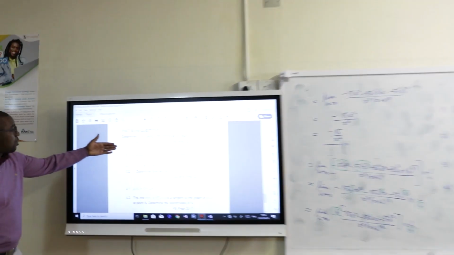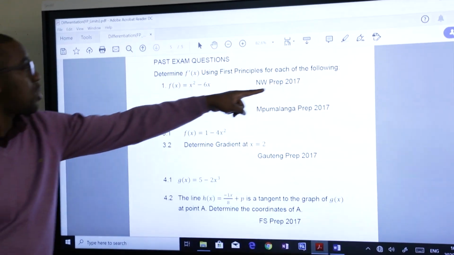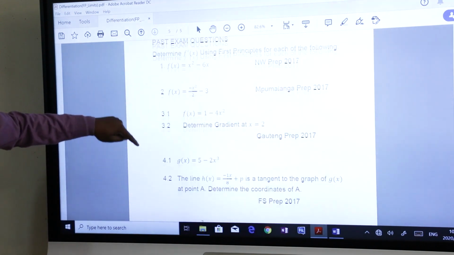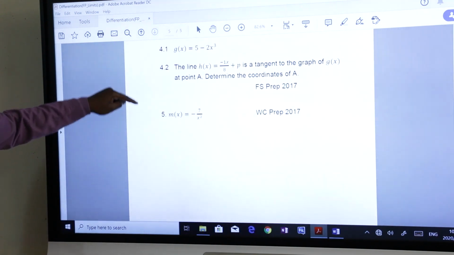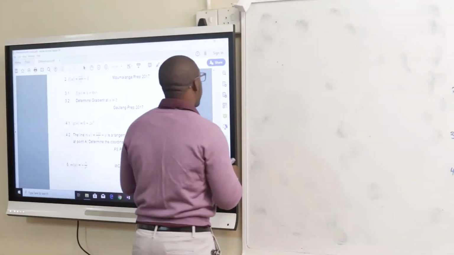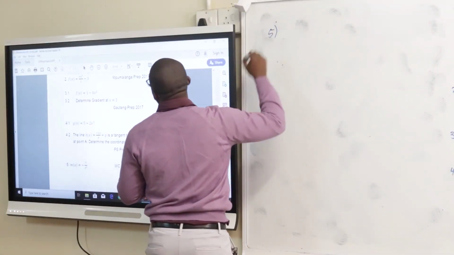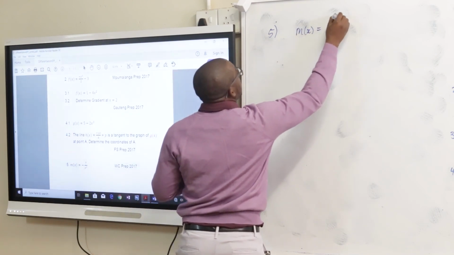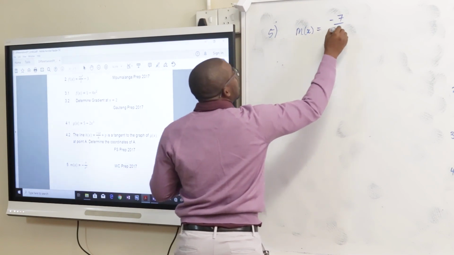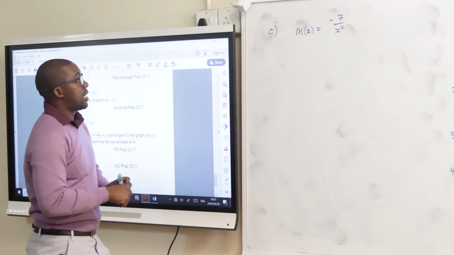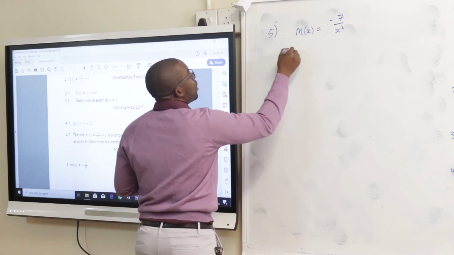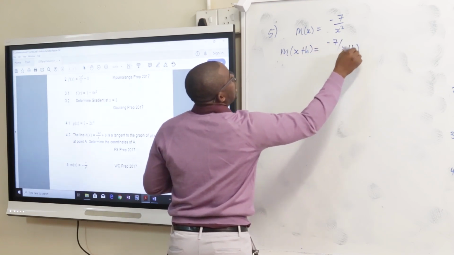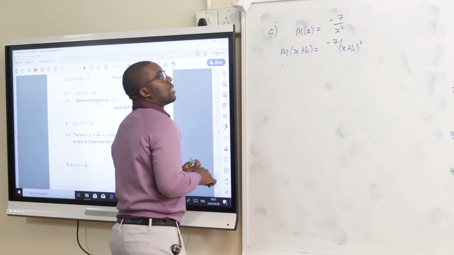Then we have a couple of examples, past exam questions. The first one is from Northwest Spelling 2017. Second one, third one. I'm going to start with number 5. m of x is equal to minus 7 over x squared. So m of x plus h is equal to minus 7 over x plus h squared.